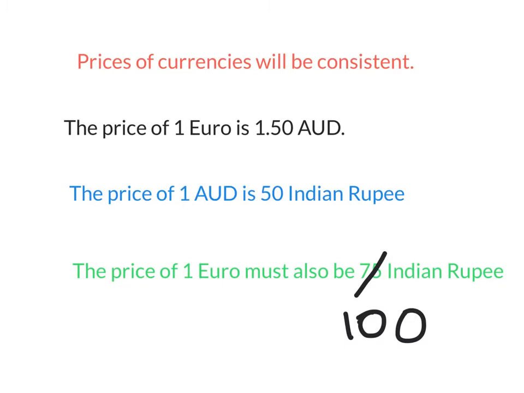So if the cross rate was not derived from the direct rates, there would be what we call an arbitrage opportunity. And an arbitrage opportunity means that by buying and selling currencies, you will be able to make riskless, free money. So we know that those cross rates are always going to be given by the direct rates.